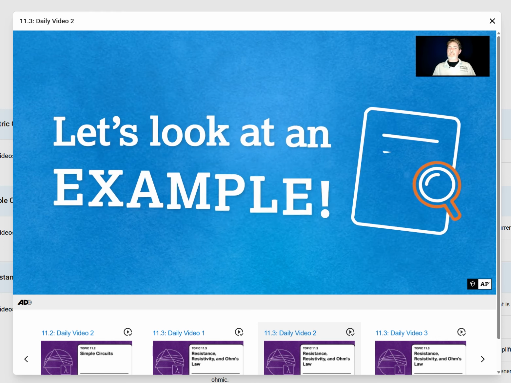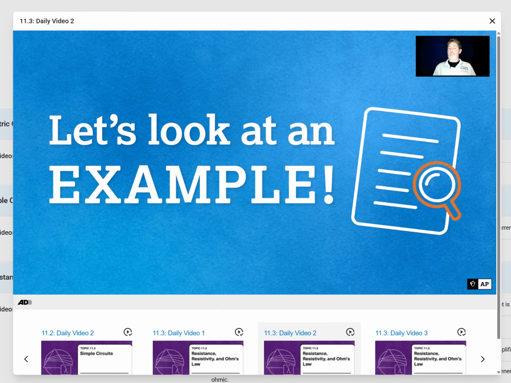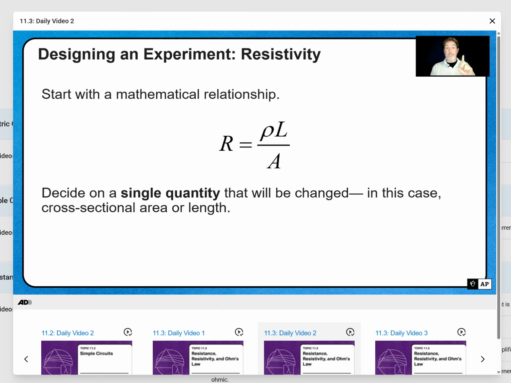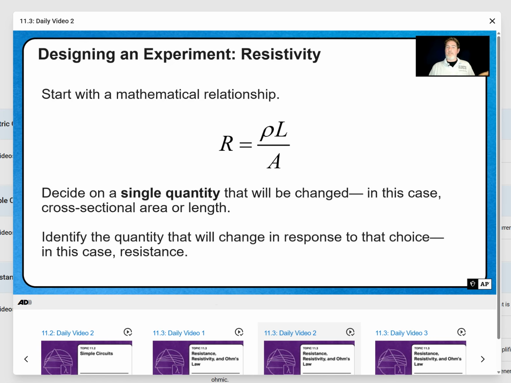So let's look at an example of how we can experimentally determine the resistivity of a material. Whenever you're starting with a lab-based question, you want to start with a mathematical relationship that explains what you're doing. And here we know that resistance equals rho times length over area. Then we decide on a single quantity that we want to change, and we clearly state what quantity we are going to change. In this case, we'll change the length of the material. Then identify the quantity that will change in response to that. As we change the length, we can expect the resistance to change.